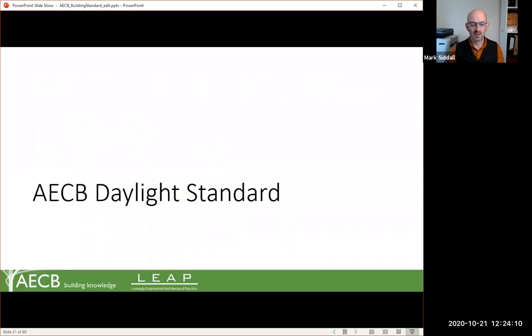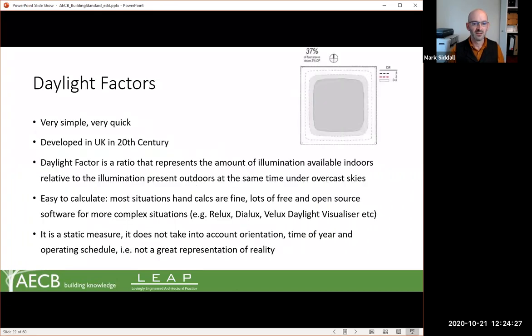Okay, so in addition to the AECB Energy Standard, there is the daylighting standard. And this very neatly works with the Energy Standard because we're talking about getting the windows right sized. So we're not oversizing them for costly solar gains, and we're not undersizing them either. So daylight factors are nothing new in the UK, at least. The calculation process can be very simple and very quick.